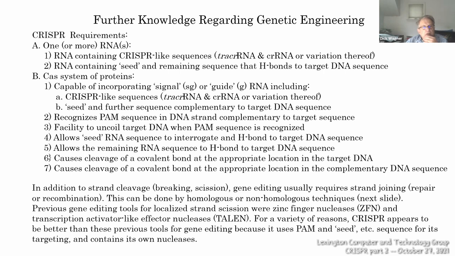And I'm sure people are still working in the fields using these things, but CRISPR has overtaken it in terms of where you want the cleavage to occur. And the reason is CRISPR appears to be better because it uses the PAM, because it interrogates very quickly and then moves on. And it uses the seed plus the other part of the sequence for targeting. In other words, it's much more precise than these two for the actual region in which you want to have the breakage or scission to occur. And they contained their own nucleases. You didn't have to add them by an engineering approach. They already had the nucleases as part of them. That was one of the big things that the Cas system had that nobody had seen before. It had its own nuclease. It recognized and had its own nuclease. So that's the reason why that took place.